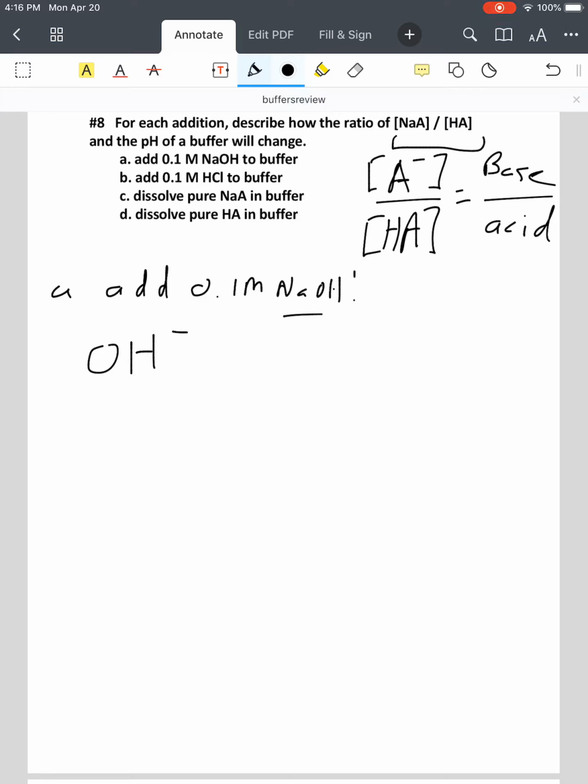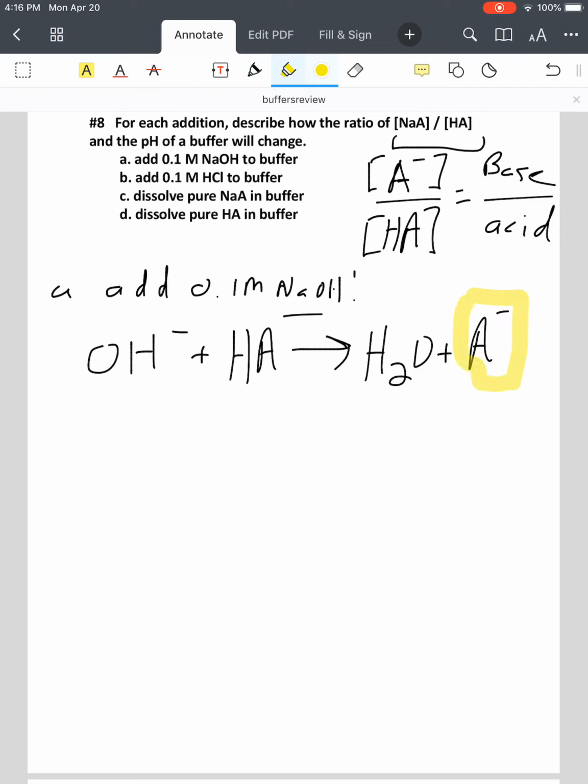So what essentially happens is that because my buffer is a mixture of a weak acid and its conjugate base, the weak acid can work to offset this change of sodium hydroxide. The weak acid will react with the hydroxide, which is added to make water, thereby neutralizing the addition of hydroxide. And it looks like as a byproduct of this reaction, I'm going to make some A minus, won't I?